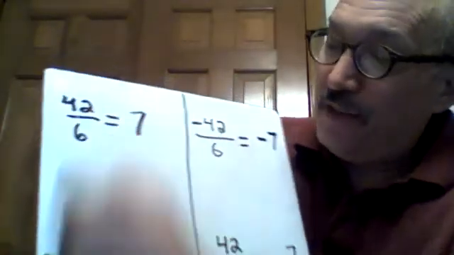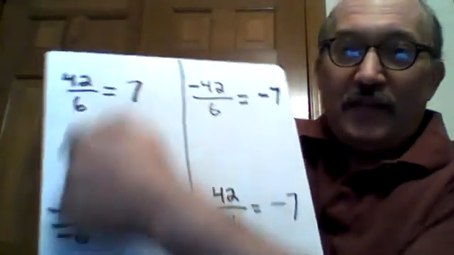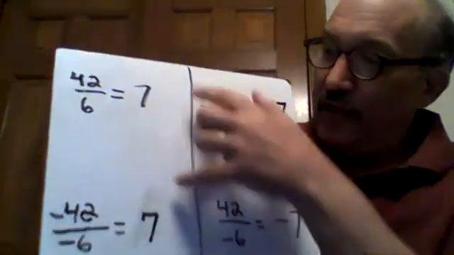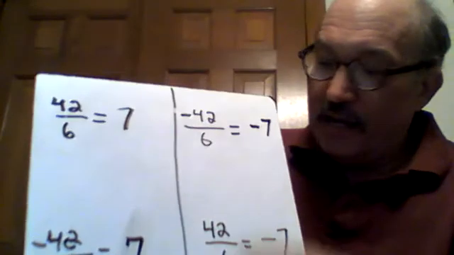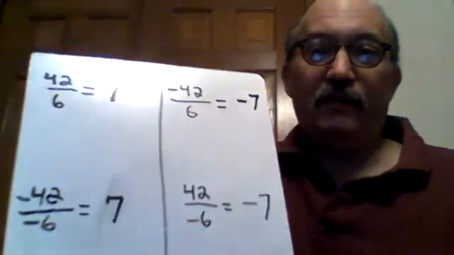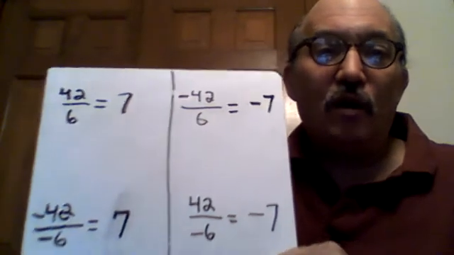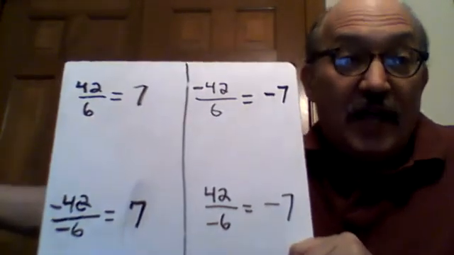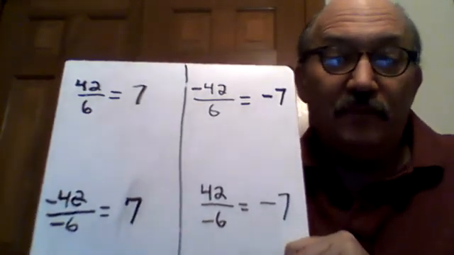Here we had two positives, here we had two negatives. In this case, the signs were the same, so the answer was positive. And over here we had a negative and a positive, one of each. The signs were different, so the answer was negative. Multiplication and division of numbers which have signs is very simple.